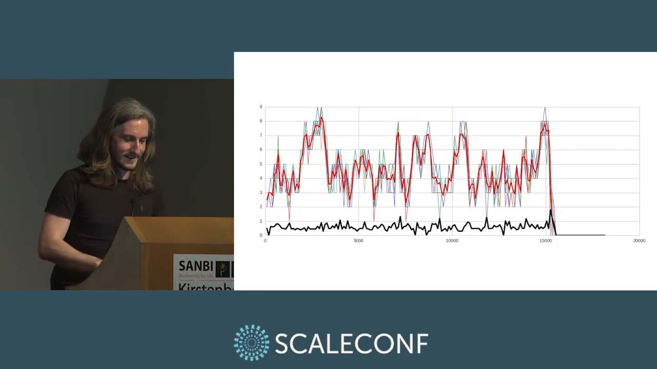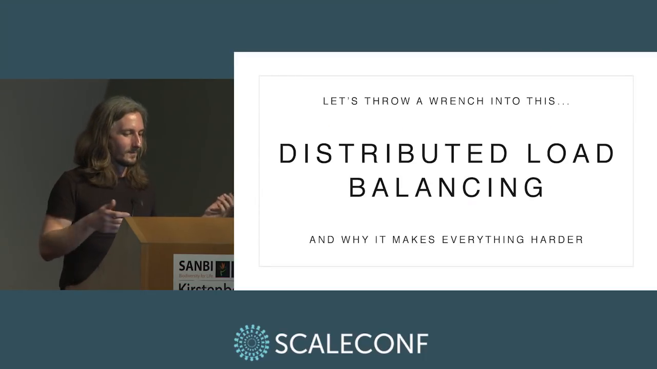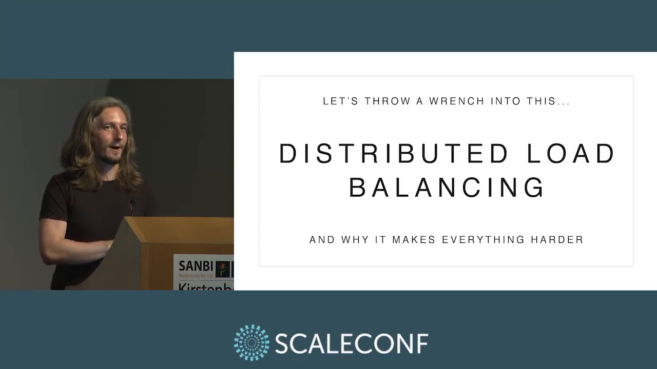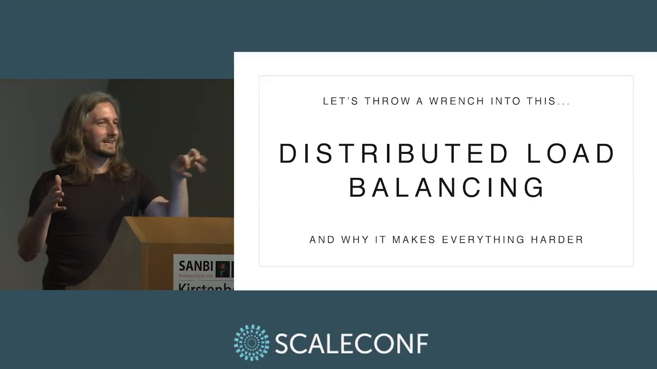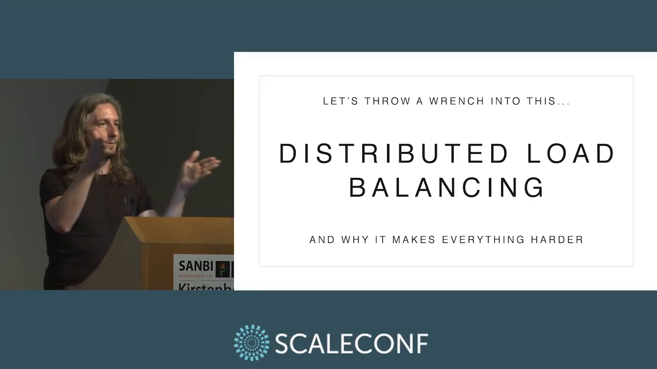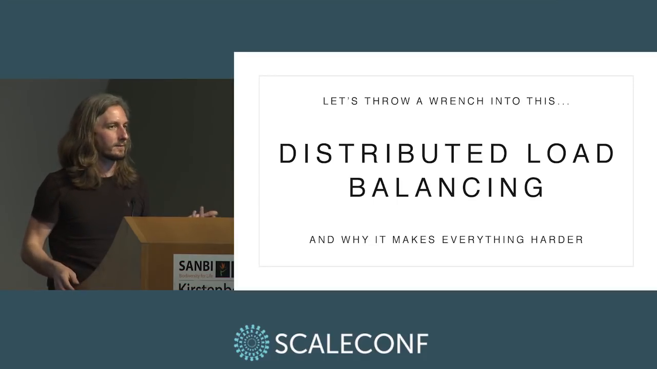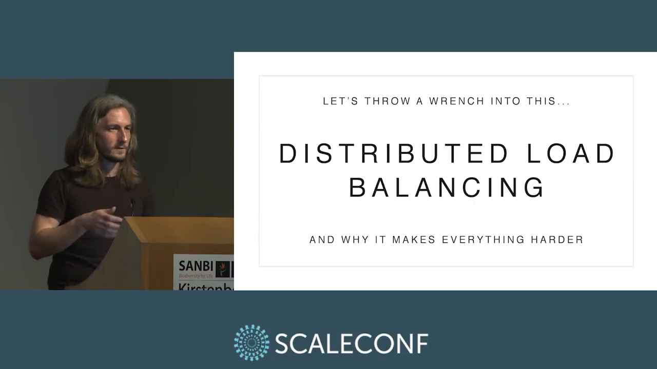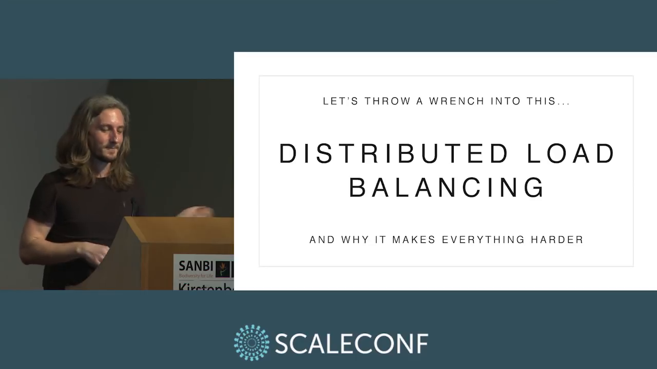So let's throw a wrench into this and talk about distributed load balancing. Most people run multiple load balancers. I would assume that most of you do at this point, right? You have your DNS set up so it's sending requests randomly to a bunch of different load balancers, because you don't want a single point of failure in there. So let's walk through this. How does having multiple load balancers change all of this?